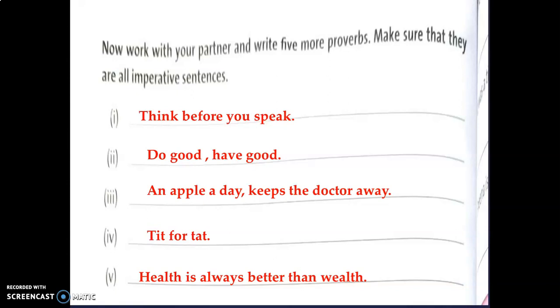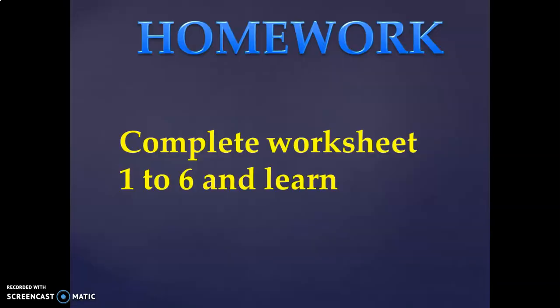That's all for today. Children, you should complete your work neatly using a pencil. And your homework is to complete worksheets 1 to 6, and learn.